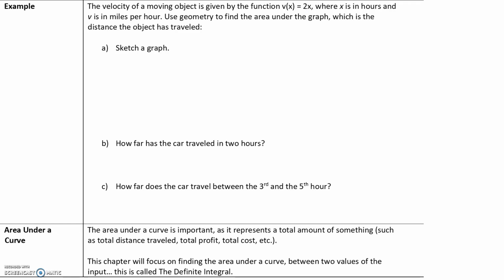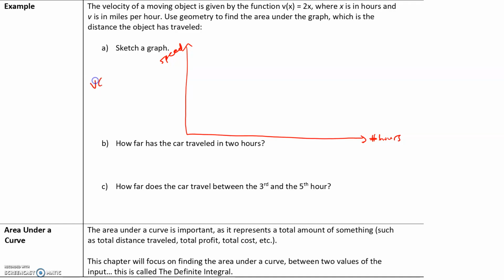Basically, here's what that means. It means that in 1 hour, the object is traveling at 2 miles per hour. In the second hour, its speed increases to 2 times 2, which is 4 miles an hour, and so on and so forth. So first, use the geometry to find the area under the graph. For that, we have to sketch a graph. So what do we say? We said that the y-axis represents the speed and the x-axis represents the number of hours.